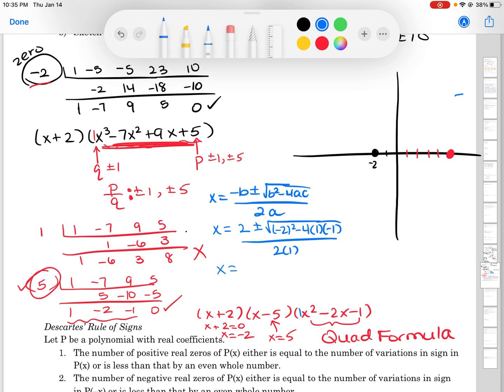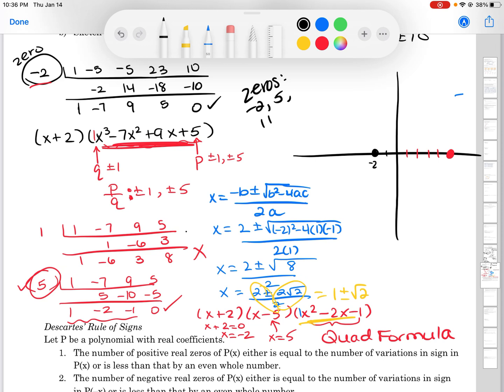So that's x equals 2 plus or minus the square root of 4 plus 4, so 8, over 2. The square root of 8 is 2 root 2. So we have 2 plus or minus 2 root 2 all over 2. We're going to divide both of those by 2. That gives us 1 plus or minus root 2. So I'm getting 2 different answers from this. So my zeros here are negative 2, 5, 1 plus root 2, and 1 minus root 2.